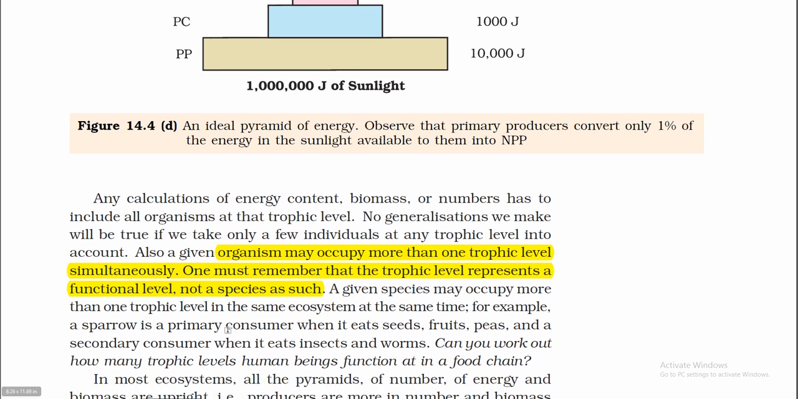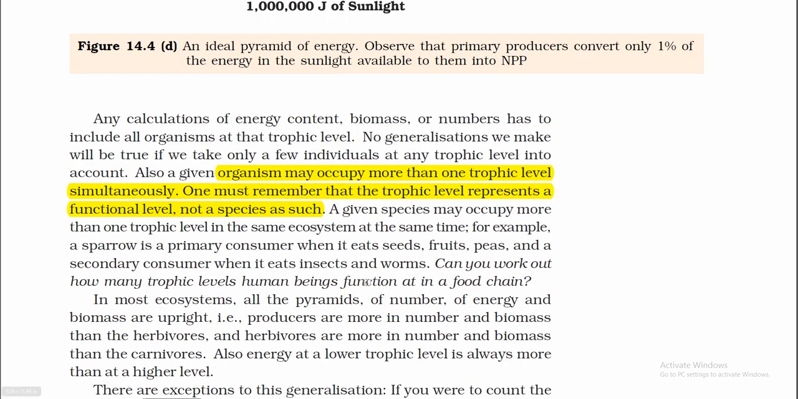For example, a sparrow is a primary consumer when it eats seeds, fruits, peas, and a secondary consumer when it eats insects and worms. Seeds, fruits, peas come from primary producers, so the sparrow is a primary consumer, and insects and worms are the primary consumers, for whom plants are the food, and these are for the sparrow. Can you work out how many trophic levels human beings function at in a food chain? Many.